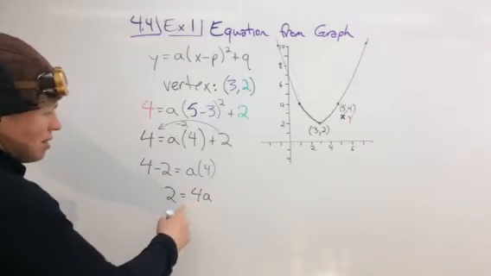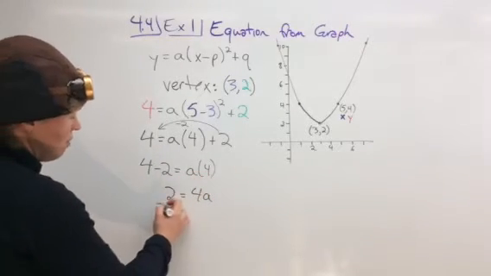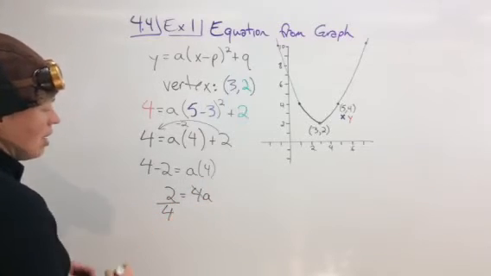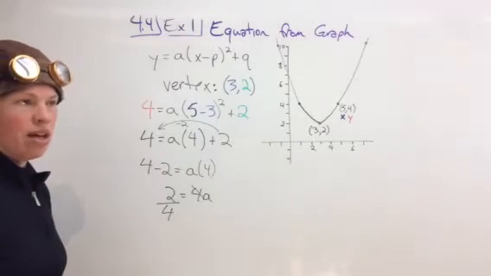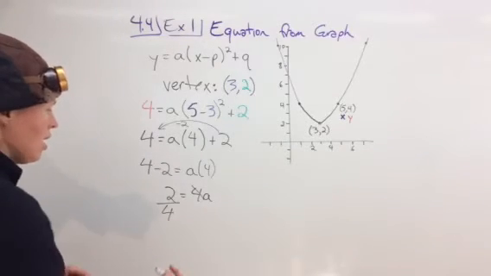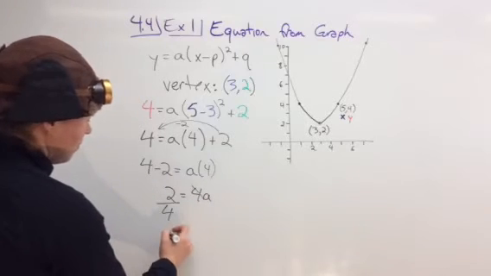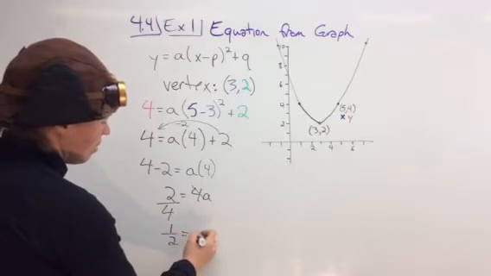I want to get rid of this. I'm multiplying it on this side, so I have to divide it on this side. So that's going to get rid of it, and it looks like A is 2 over 4. We know that you can reduce that, so, well, let's just put it here. 1/2 equals A.